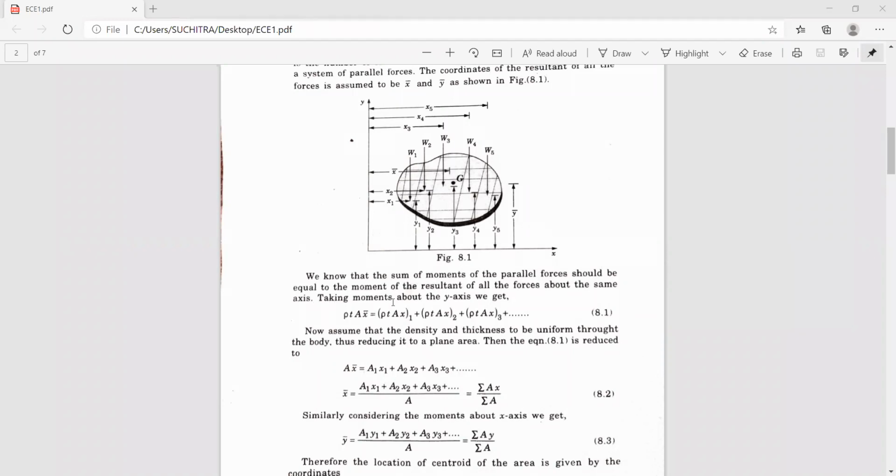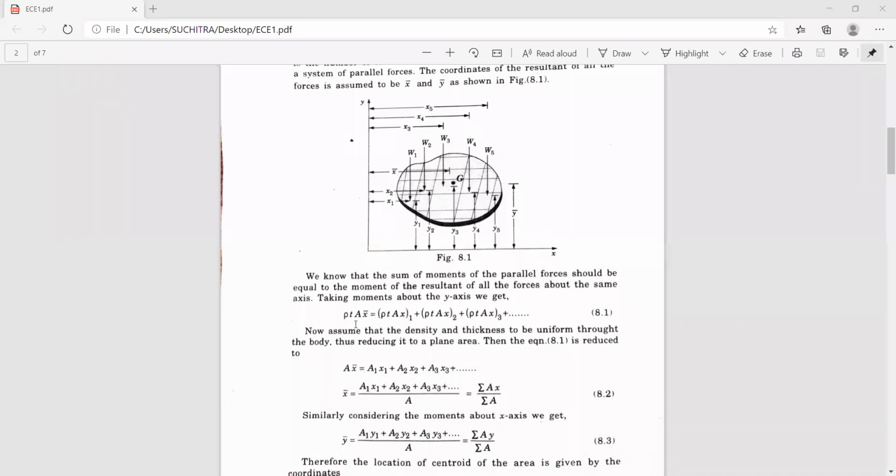Now, let us take the moment about the y-axis. Let us take the moment of all these forces with respect to the y-axis. That is nothing but rho into t into a. That means we are going to consider the whole body. Here rho stands for density, t stands for thickness, and a stands for area, multiplied by x bar. X bar is the coordinate distance with respect to the y-axis. So we want this x bar, so let us take the moment of all the forces with respect to the y-axis, and also the moment of the resultant about the same axis.